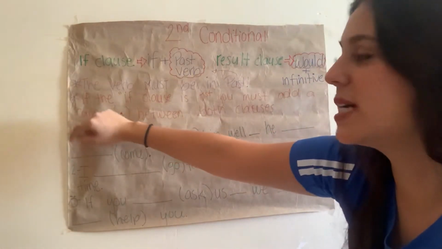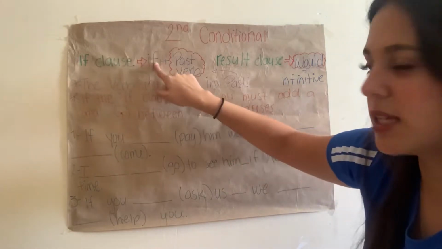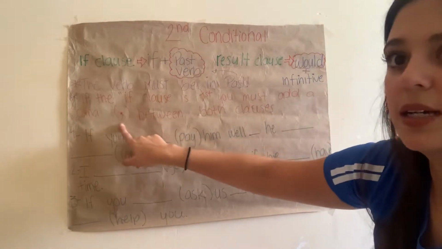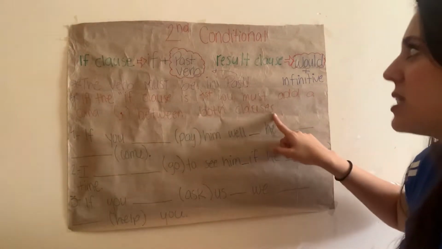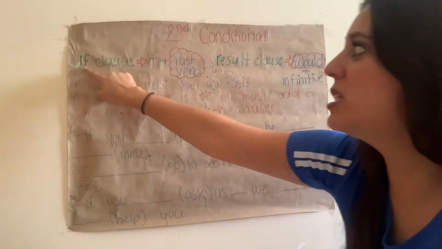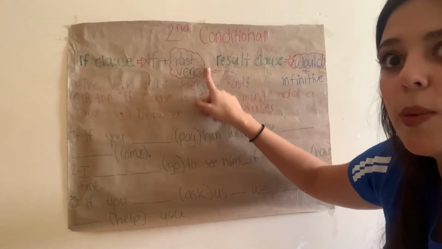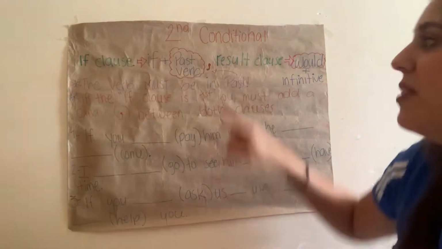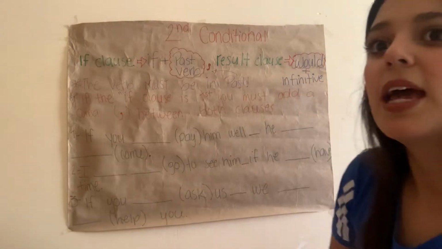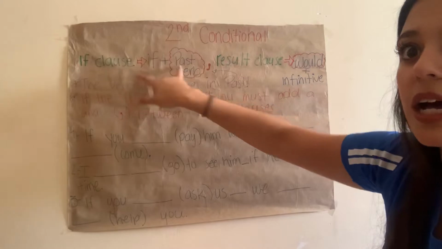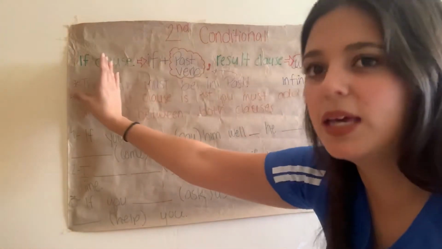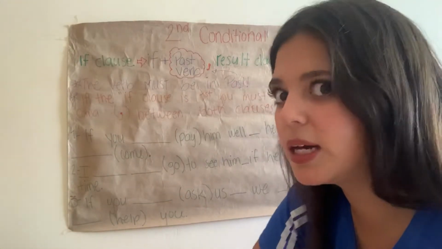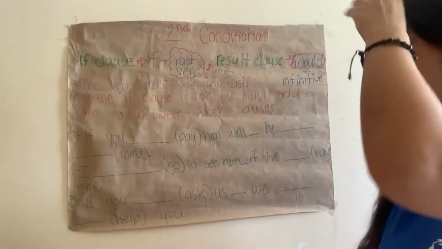Another thing to remember is if the if clause is first, you must add a comma between both clauses. So if we start with the if clause, we add a comma in between, right here, and then the result clause. Now, it's not wrong if we do it vice versa. If we put the result clause at the beginning and then the if clause, there must not be a comma. You don't use a comma for this, okay?